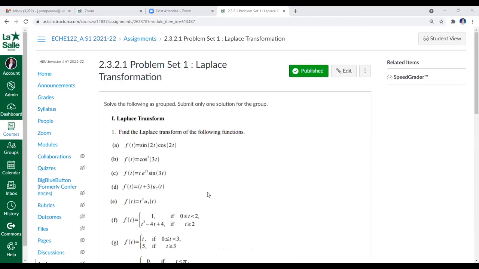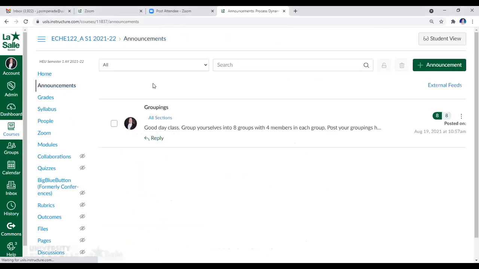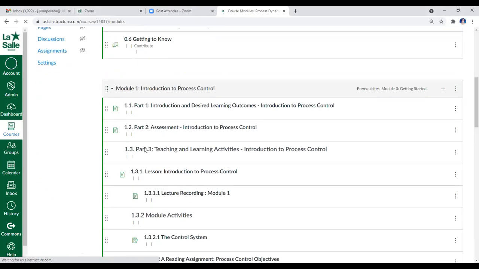Let me check if I have already placed that you will group yourselves. Okay, I already placed it in here. So your submission, just like in the previous courses under this class, will be based on your groupings. Modules. Do you still have concerns here?